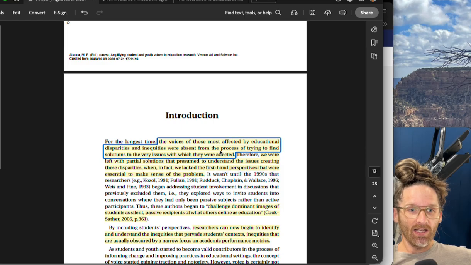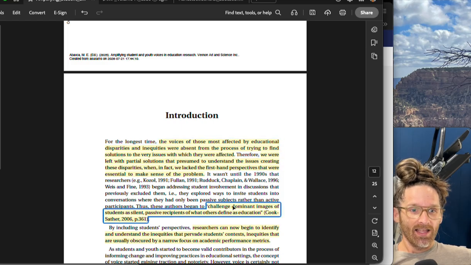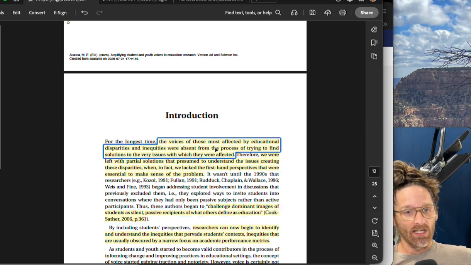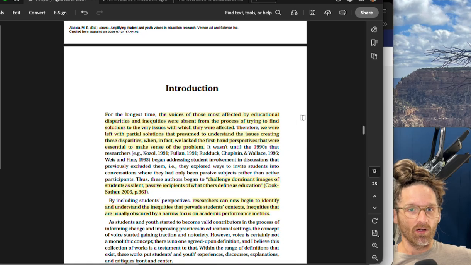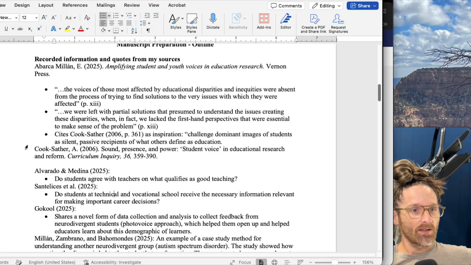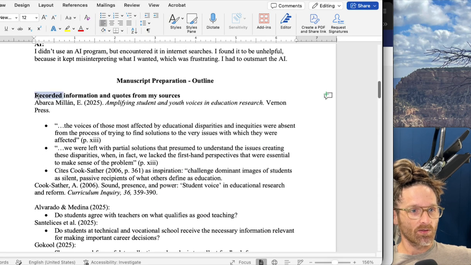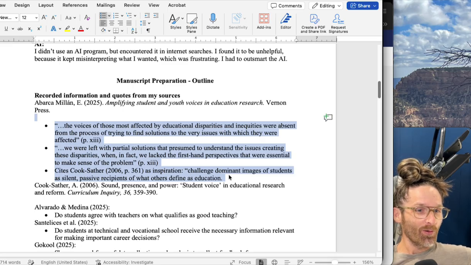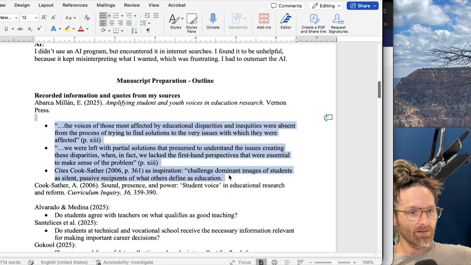So note, I have 2 direct quotes from the editor and a quote from someone who inspired the editor. So that's 2 references right away, 2 different sources and 3 different quotes. And I pulled all of those and put them in this document. So notice recorded information and quotes from sources. Here's the book, and here are those 3 quotes. I just pulled them straight out and put them in my outline. They really spoke to me, they seem really important, and so I'm going to include them somehow. You'll see how in a little bit.